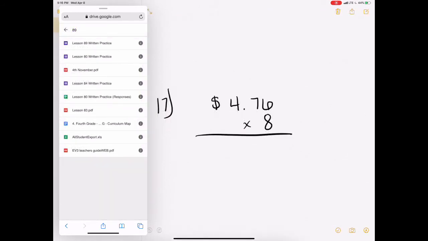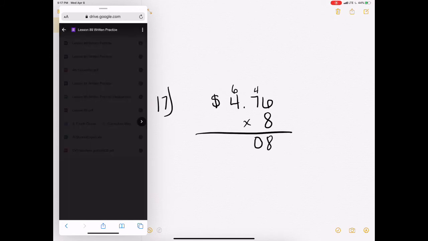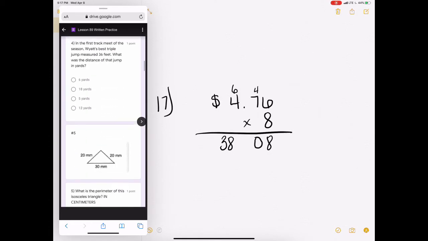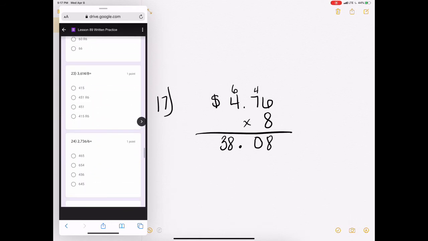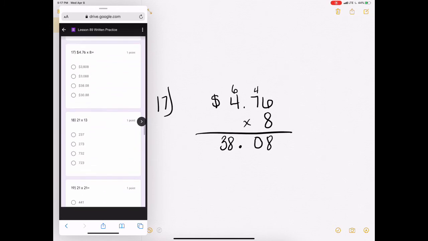$4.76 times 8. 6 times 8 is 48. Carry your 4. 7 times 8 is 56. Plus 4 is 60. 8 times 4 is 32. Plus 6 is 38. And bring down your decimal. You should get $38.08 for number 17.